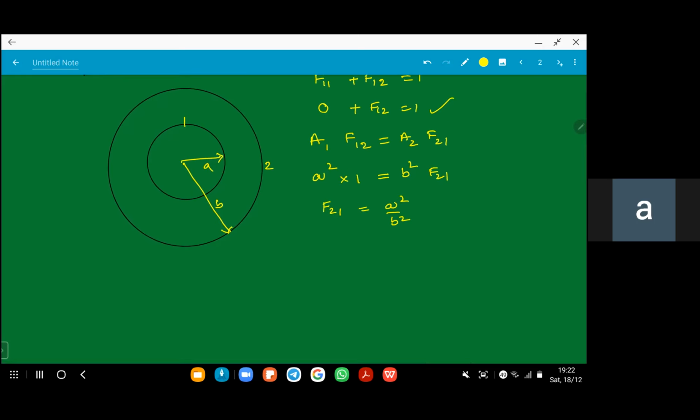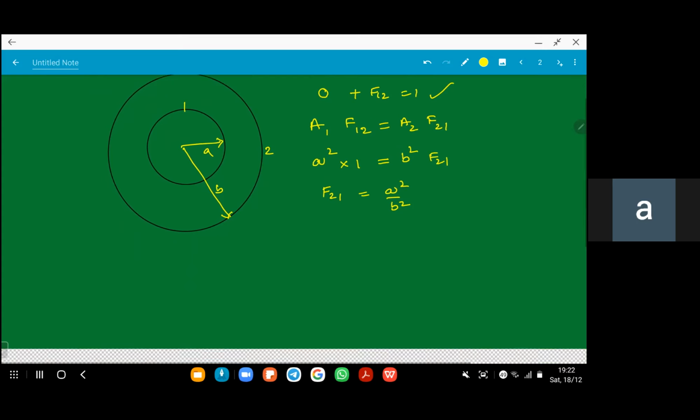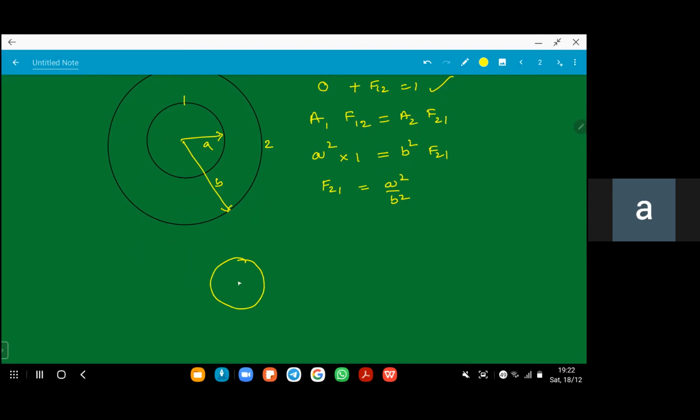What exactly does that mean? Suppose I am drawing only sphere A. If B emits radiation, A receives A square by B square times sigma 4 pi B square TB power 4, whereas A emits sigma 4 pi A square TA power 4. This is how I have used it.